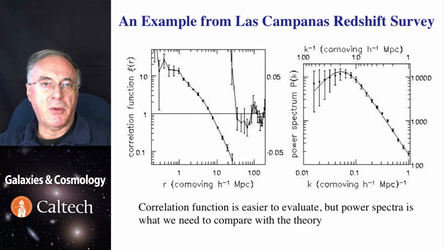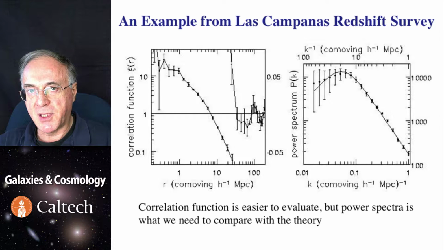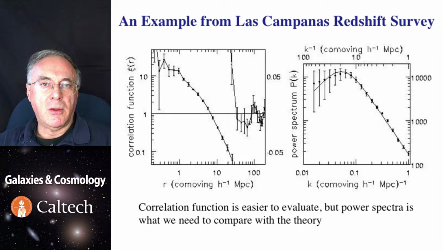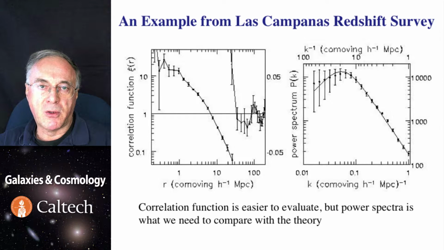And here is an example of what they look like from the Las Campanas redshift survey that you may recall. What's shown here is both the three-dimensional two-point correlation function and the power spectrum corresponding to the same large-scale structure. You may recall that the two-point correlation function was fairly easy to evaluate in any one of several ways. But the power spectrum is really what theory produces. So one can be translated into the other.